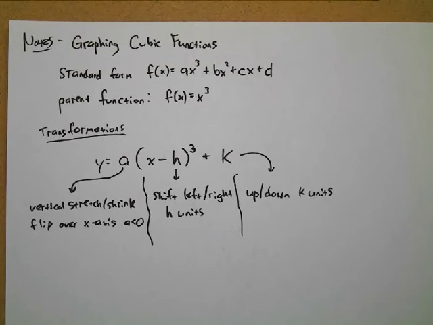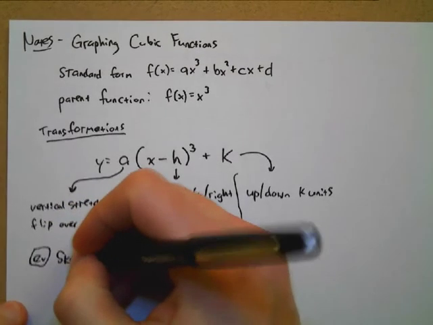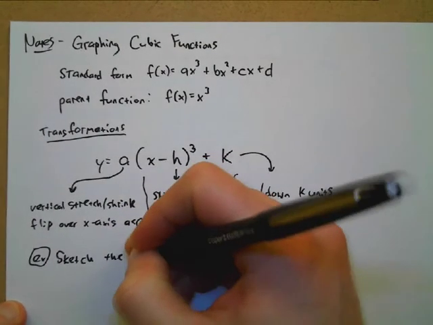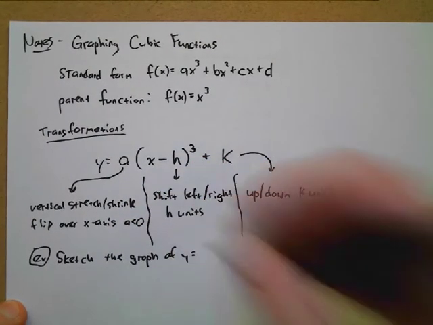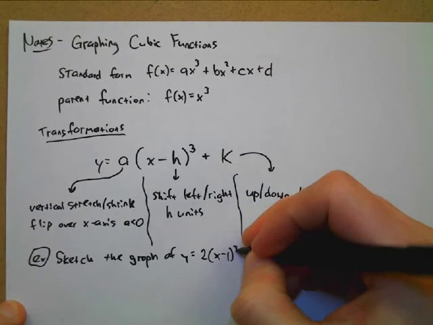All right, so let's see some examples. Sketch the graph of y equals 2(x minus 1) cubed minus 1.